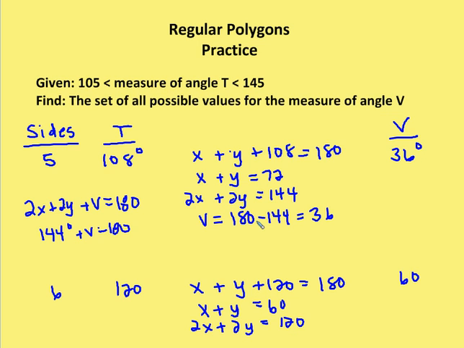So number of sides is 6. We found the measure of angle t is 120 degrees, so we know x plus y plus 120 is equal to 180 degrees. X plus y then is equal to 180 minus 120, or 60 degrees. So 2x plus 2y is equal to 120. 2x plus 2y plus v is equal to 180. So v in this case must be equal to 60 degrees.